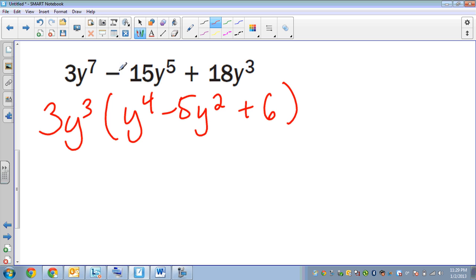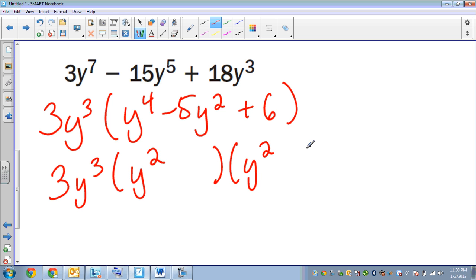So we factor everything out we can first, then we look at what's left and we think, can we factor this? This is another lookalike quadratic. There's a y squared in the middle, so we're going to do that. We break it up into the y squareds like this. Now we look at the plus 6.